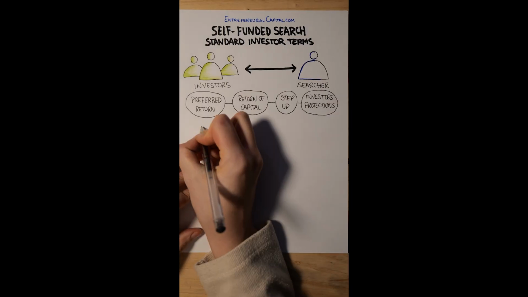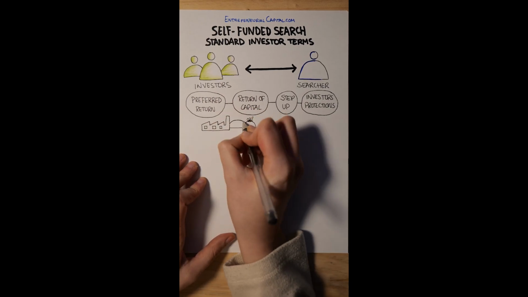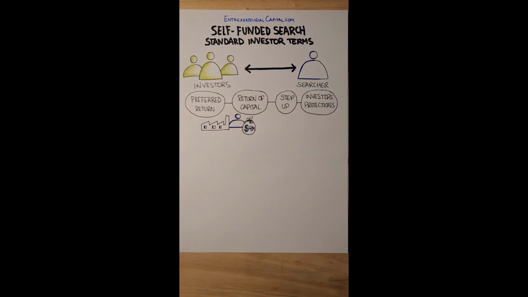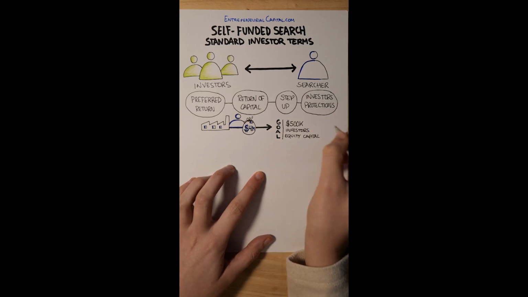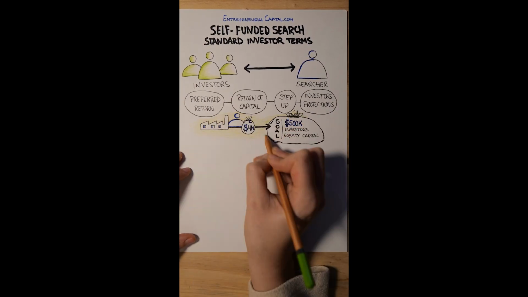Let's imagine that you're buying a business that does $1 million of earnings at a 4x multiple, so the purchase price is $4 million. And let's assume that you want to raise $500,000 of investor capital for the equity injection.